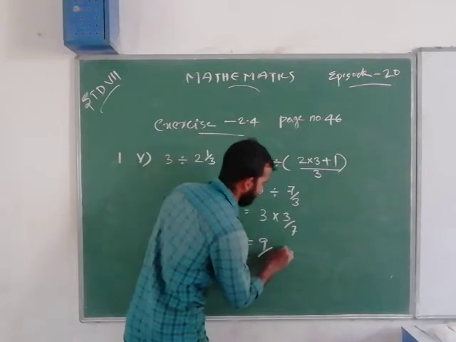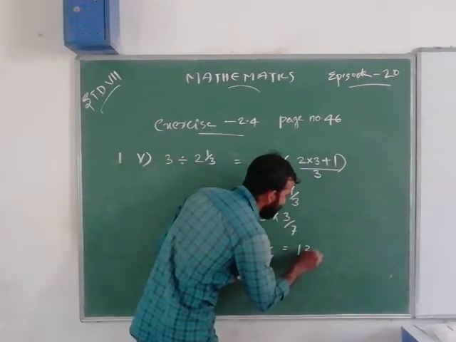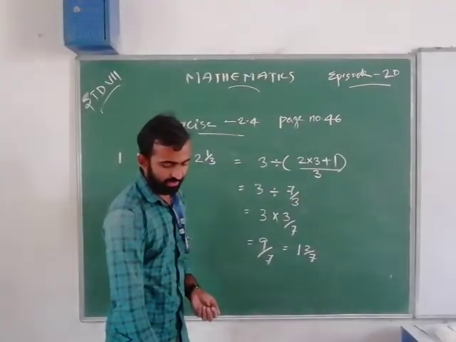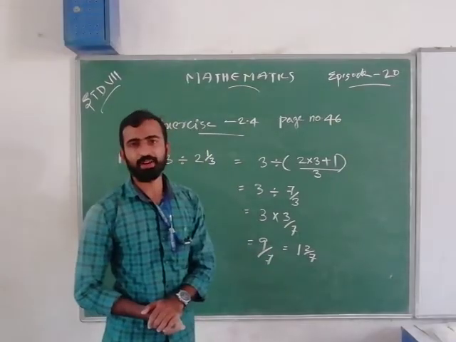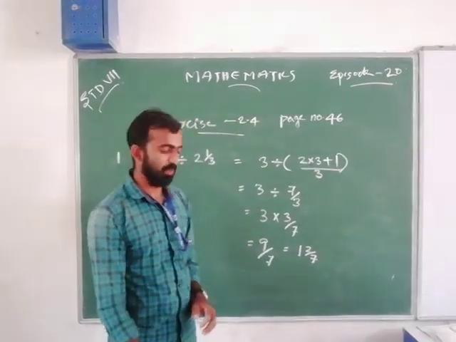That is 1 and 2 by 7. Is it? We can write 1 and 2 by 7. Yes, 1 and 2 by 7.